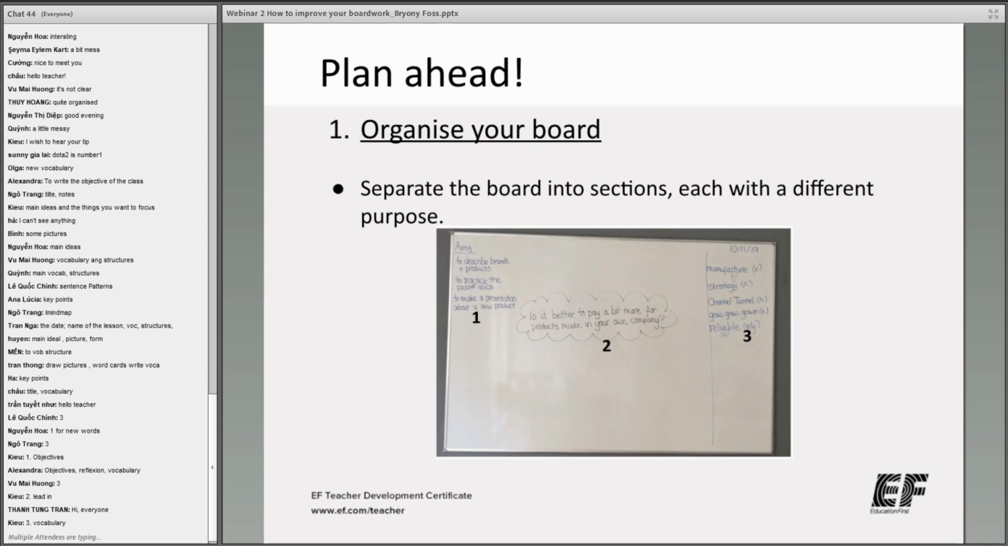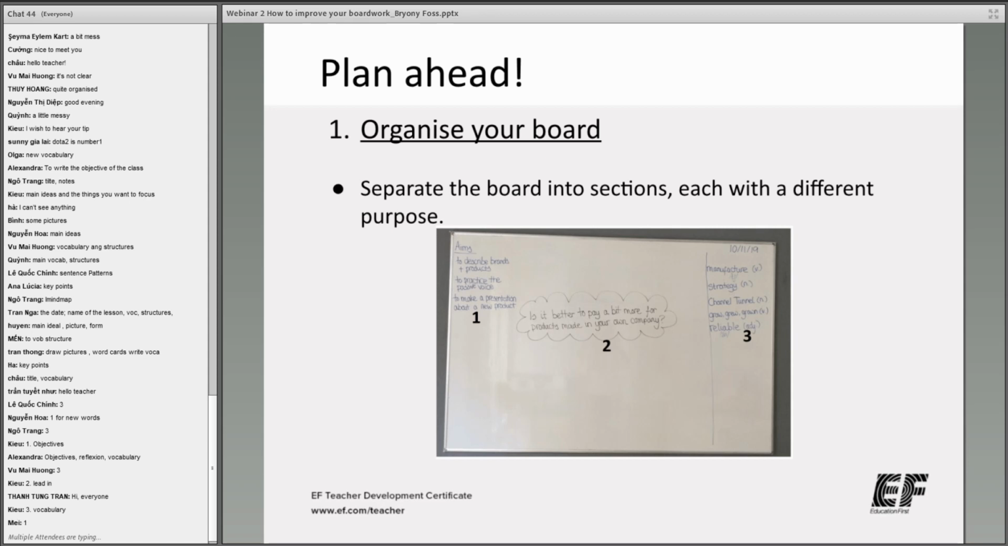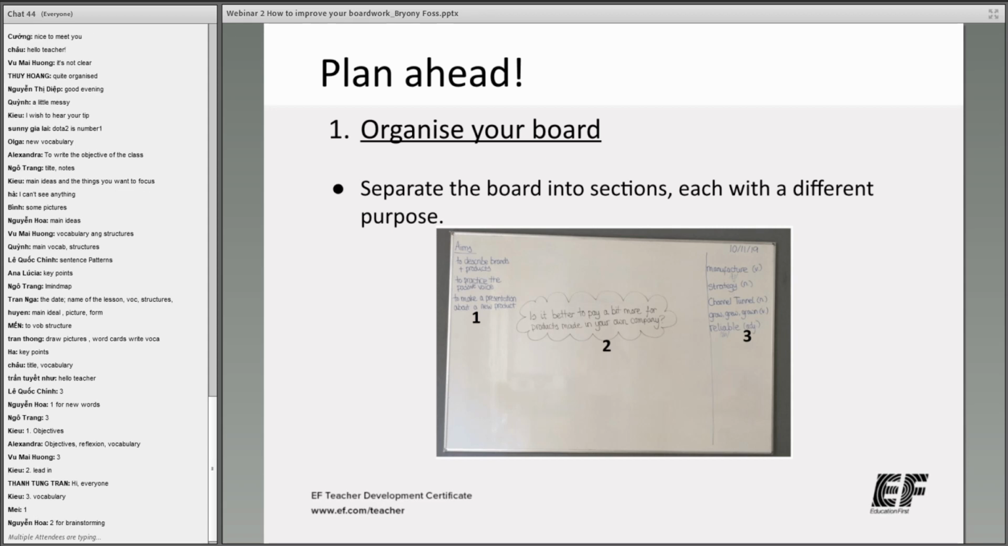Good, we've got some ideas coming. People are saying number 1 for objectives, good. Number 3 for vocabulary. What other ideas? Got people writing about number 2. Someone said a lead-in, good.